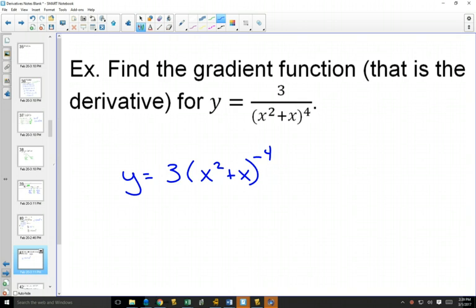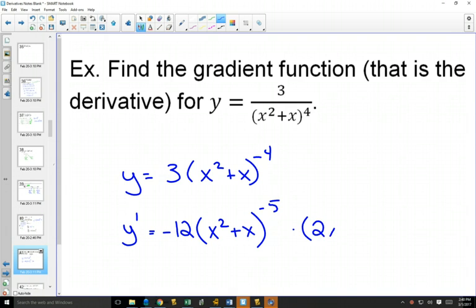So now hug this function. What's our outside function? What's our inside function? Can you see that the x squared plus x is in the inside? The minus 4 exponent is going to be our outside function. So for our derivative, we'll do the outside function first, which is your power rule. So that negative 4 is going to come out in front. You're going to subtract 1 on the exponent. Keep the inside the same. Once you've done the derivative of the outside function, multiply by the derivative of the inside function, which will be 2x plus 1.